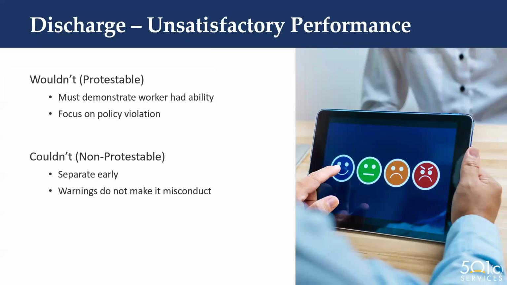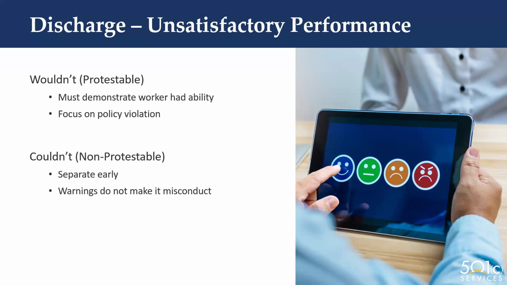I would say one of the more confusing, if not controversial, separation issues surrounds a worker who is discharged due to poor performance issues. But an easy way to think about this is wouldn't versus couldn't. So the worker wouldn't do the job or the worker couldn't do the job. The state feels that it's an employer's responsibility to choose the right qualified person for the job. Warnings will not make a performance issue misconduct. So if the employee has never been able to meet your performance standards, it will be deemed inability to perform the job and they will get unemployment benefits.